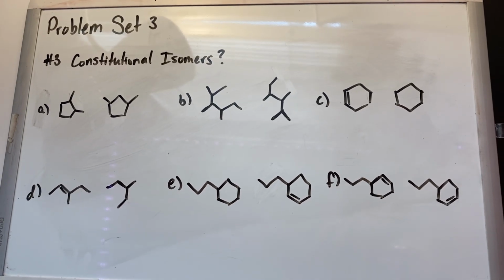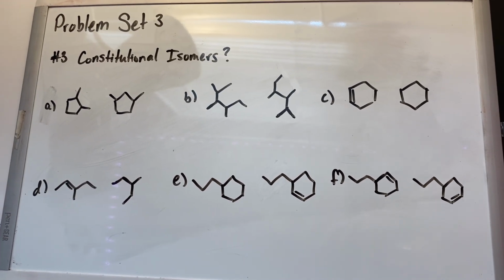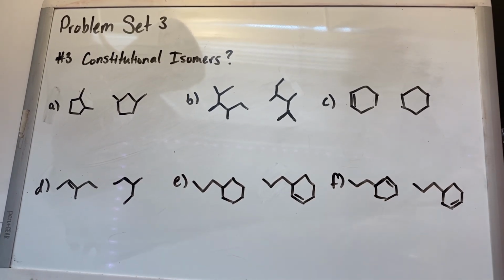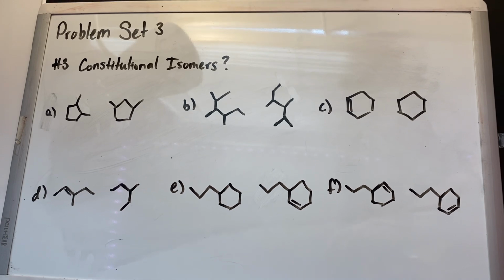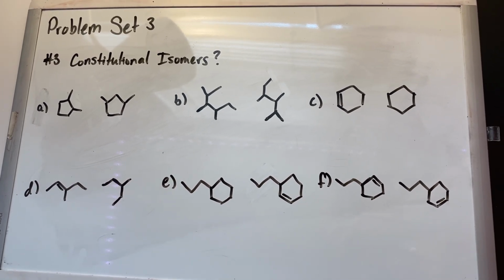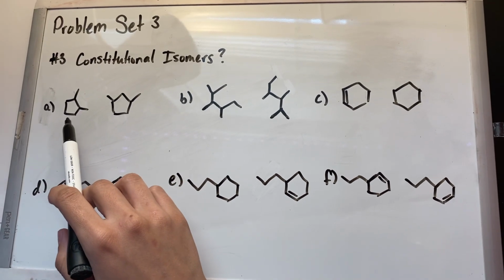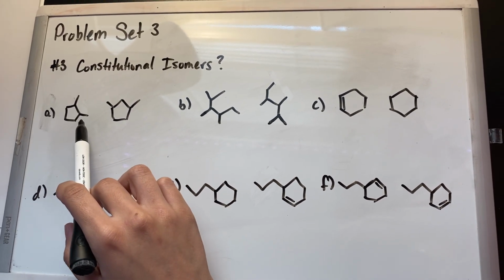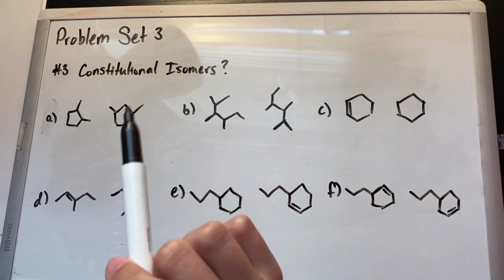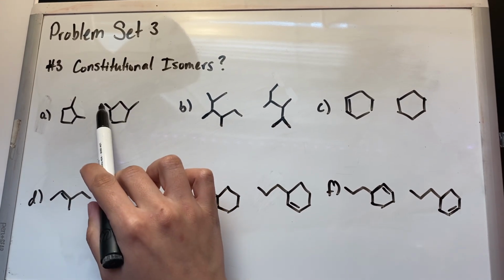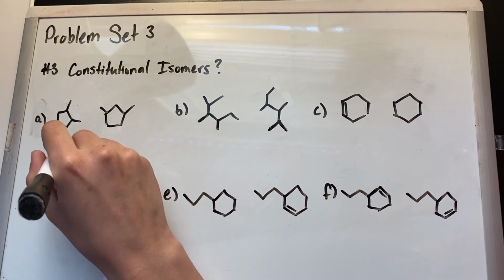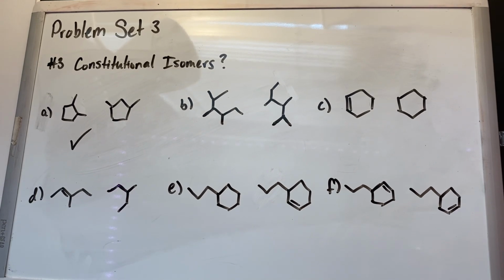So number 3 in problem set 3 is asking us to identify whether or not each of these molecules are constitutional isomers. And what that means is whether they have the same molecular formula and different connectivity. So starting off, we have a cyclopentene with 2 methyl groups right next to each other, and then 2 methyl groups separated by a carbon. Now there are still 2 methyl groups in a cyclopentene, so these are constitutional isomers.